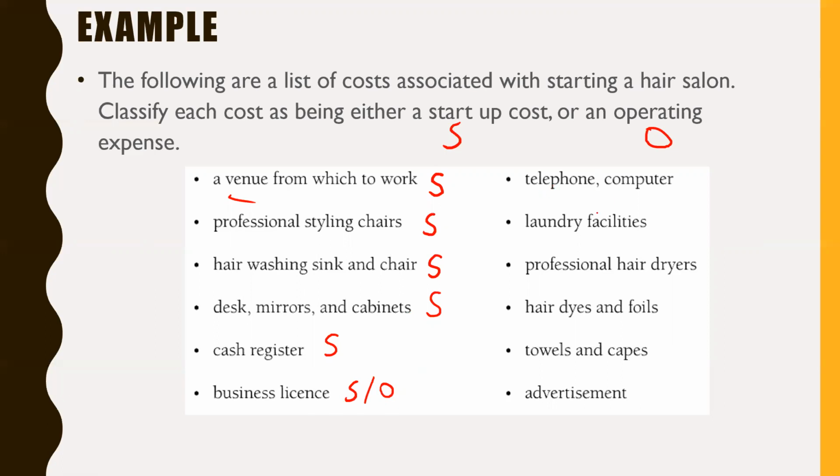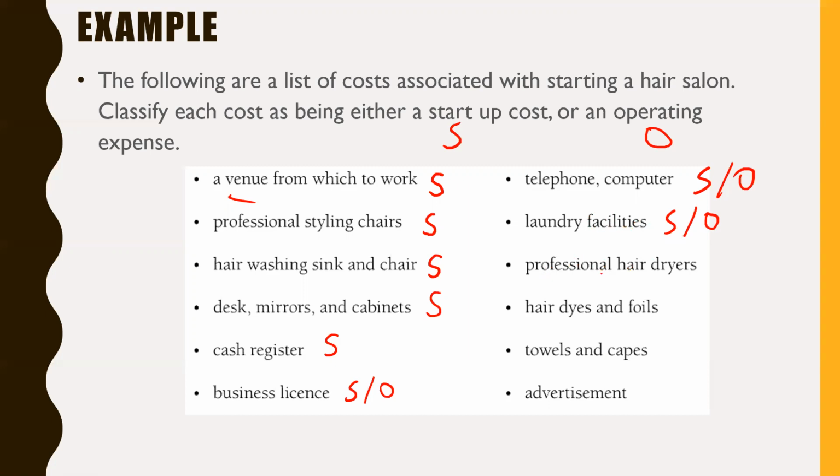Telephone and computer. Now, this is also dependent on what they mean on this one. Having a telephone and having a computer in the first place, that right there is a startup cost, but actually paying the bills for these things, so your telephone bill or your internet bill, that would be an operating expense. Laundry facilities. Now, this depends on what you want from your hair salon. You can have a laundry machine and a dryer already in your store. And if that's the case, that's a startup cost. But if you are going to be taking it to a laundromat, for instance, then that is going to be an operating expense, okay?